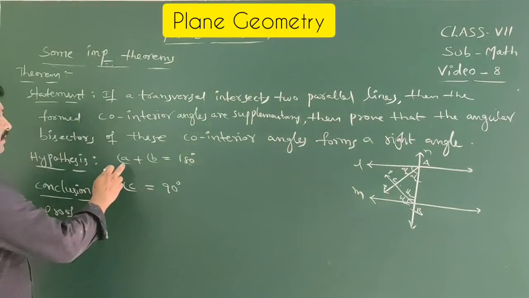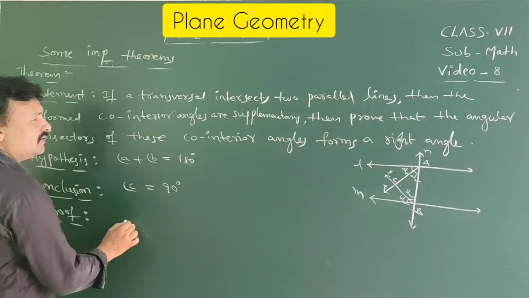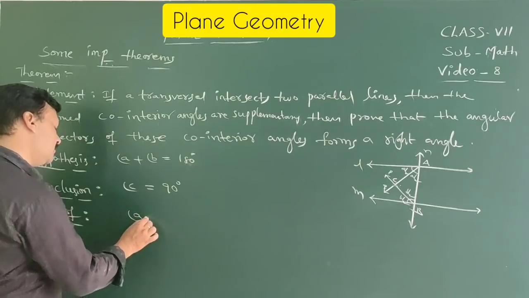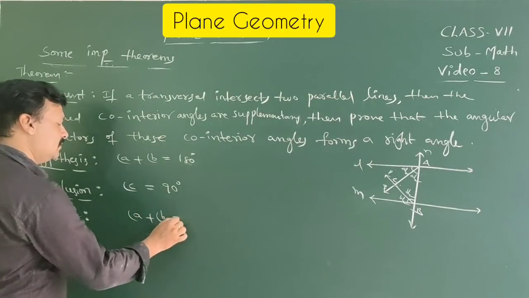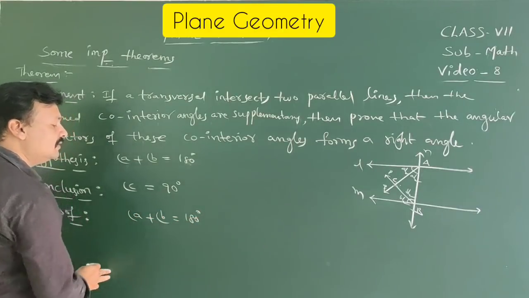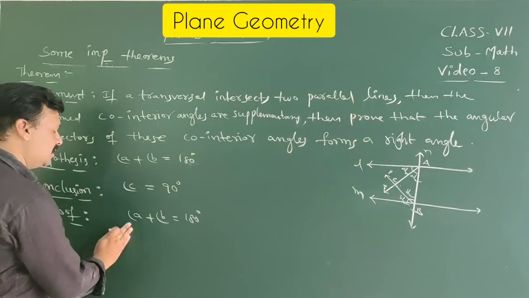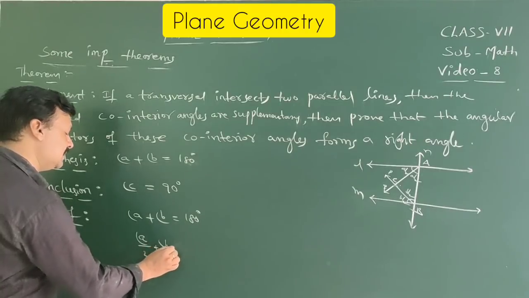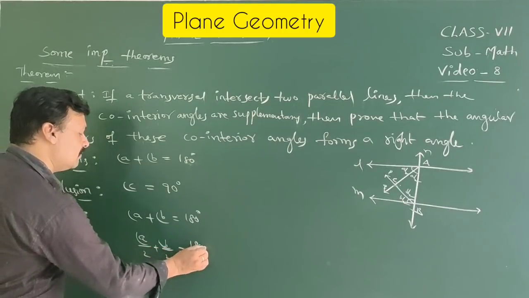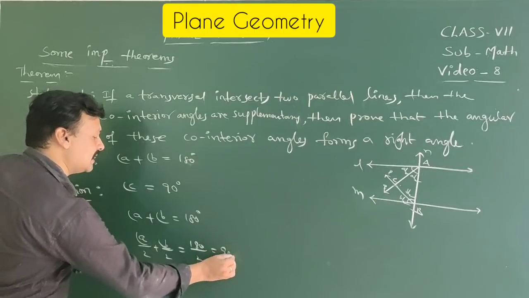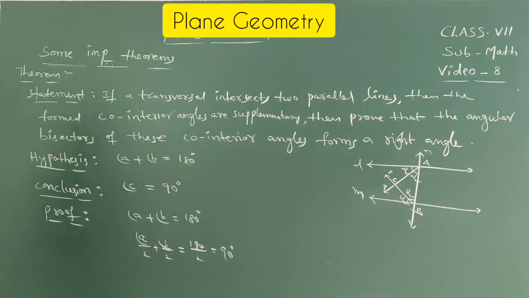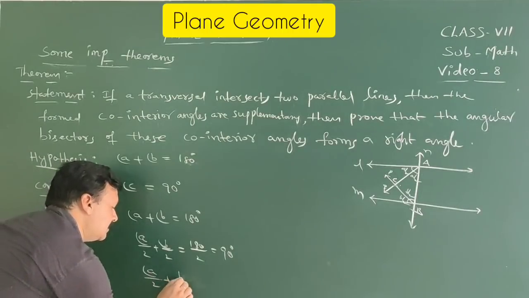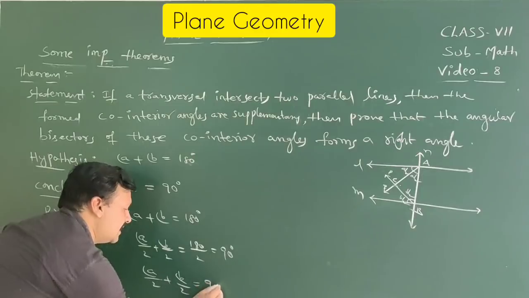Here, A by 2 plus B by 2 means A plus B equals 180 degrees. We have this, so dividing by 2 on both sides, A by 2 plus B by 2 equals 180 by 2, that is 90 degrees. Here, A by 2 plus B by 2 equals 90 degrees.